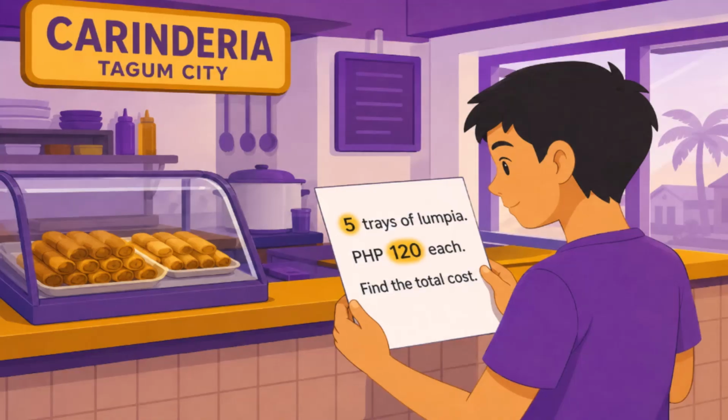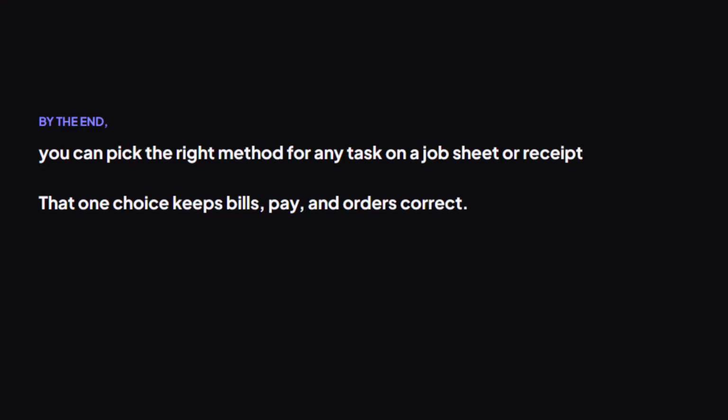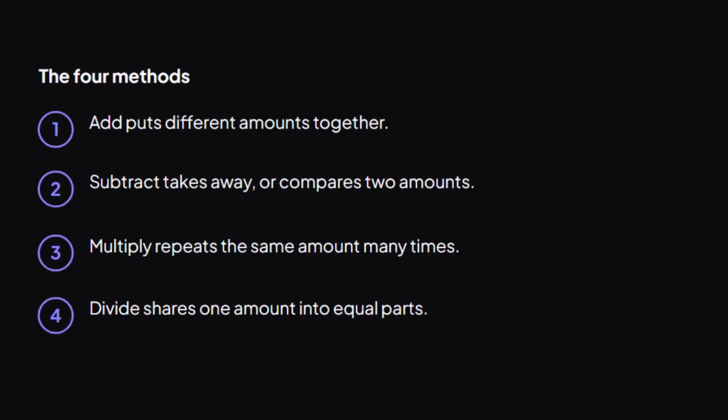Lito cooks at a karinderya in Tagum City. His job says 5 trays of lumpia, 120 pesos each. Find the total cost. The numbers are ready, and the real question is which method. By the end of this lesson, you can pick the right method for any task on a job sheet or receipt, and that one choice keeps bills, pay, and orders correct.